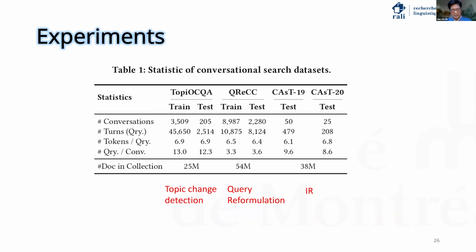And we tested that on several datasets, TopiOCQA, QReCC, and also some CAsT datasets. Those are the statistics. We have quite a lot of training data in TopiOCQA and QReCC, but we don't have that in the CAsT datasets, or just very limited training data.